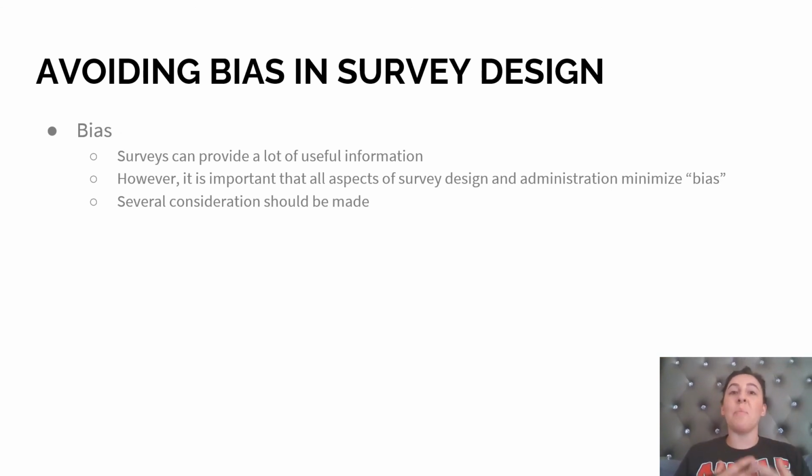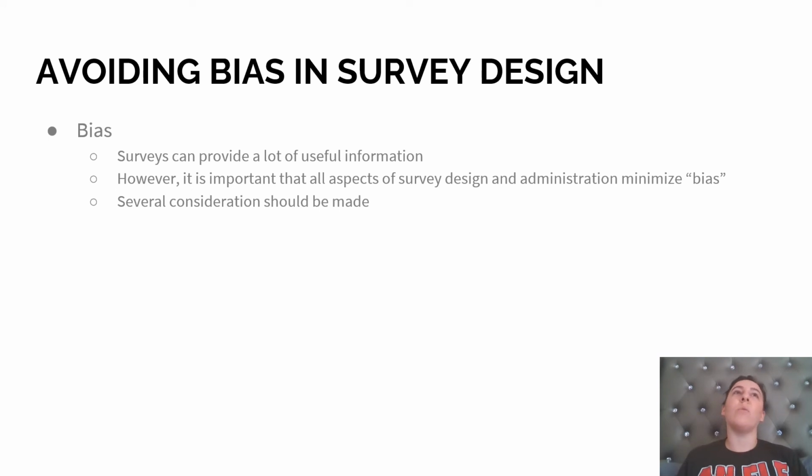So now let's talk about bias. When you're doing your experimental design, or even when you're just conducting a survey, whether it's for an experimental study or for an observational study, it really doesn't matter. You always want to be taking steps to avoid bias. Okay. Surveys can provide so much useful information, but if you're not mindful about bias that can creep up, then it can creep up.